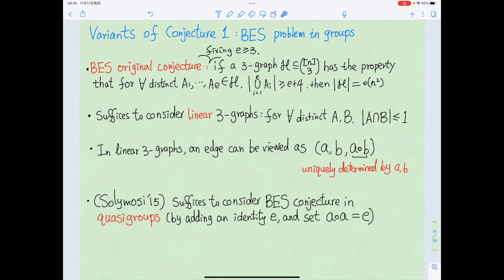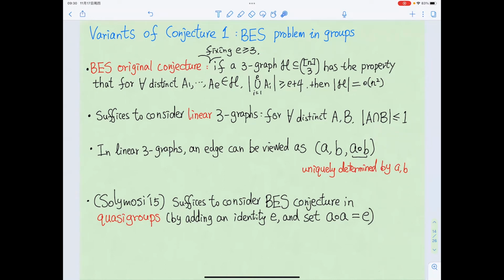So Solymosi has the following observation. To prove the Brown–Erdős–Sós original conjecture, it suffices to prove it in quasigroups. So how can we come from a linear three-graph to a quasigroup? A quasigroup satisfies all of the axioms of groups except for associativity.